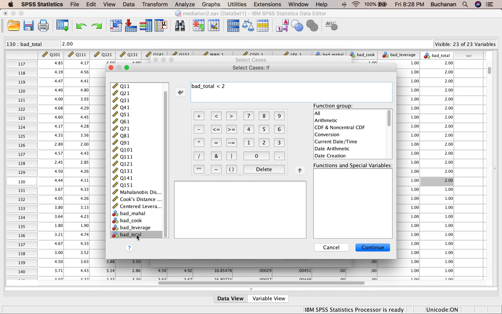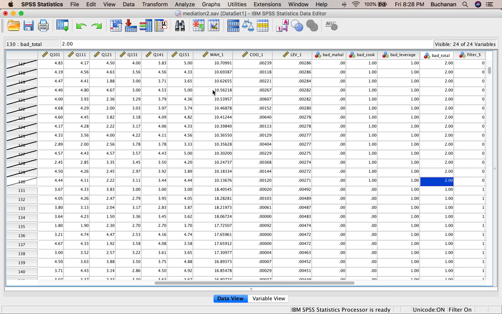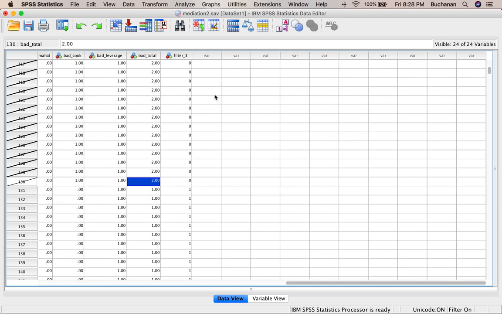A lot of the information about Cook's and Leverage can be found in Cohen, Aiken, and West, which is a book about regression. All right, let's hit continue. And okay. Now, the nice thing about that is it doesn't delete anyone, and it creates a filter variable of zeros and ones, so it's sort of use and don't use. So later, if you come back to this analysis, you can refilter it in the same way you did before.